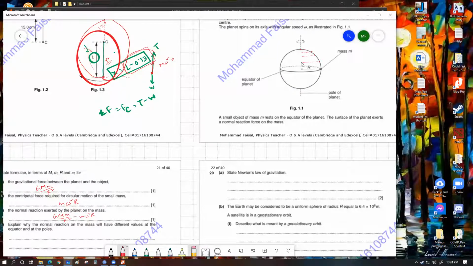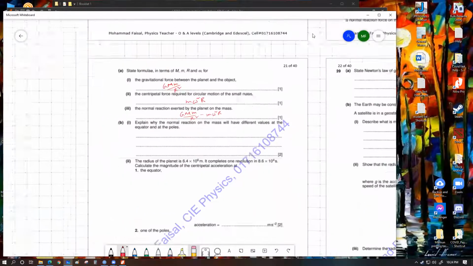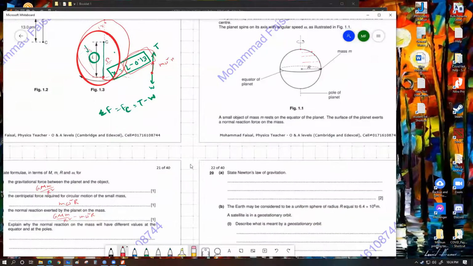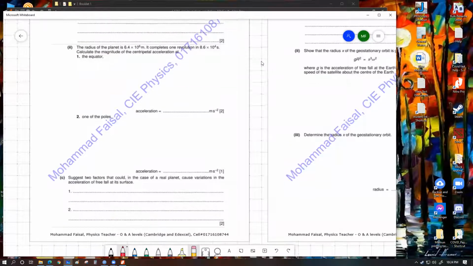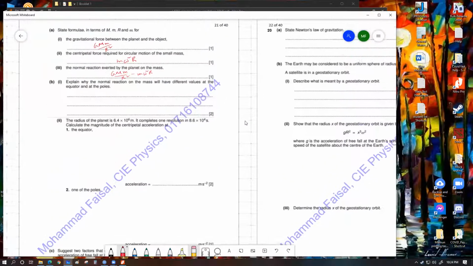So one of the points that I can think of is the unevenness of the surface, hills and lakes and such things. The other thing can be that the planet might not be perfectly spherical. For example, somewhat like orange or something. These are the 2 points that I can think of to write over here, but I'm not sure what the examiners are expecting. So we're going to have a look at the mark scheme. This is what 19C.